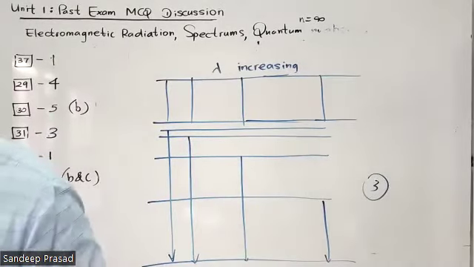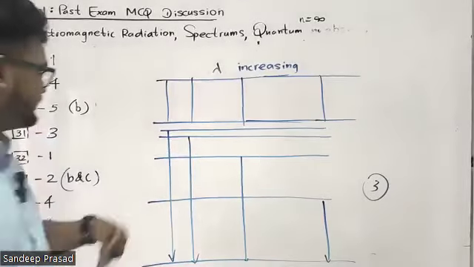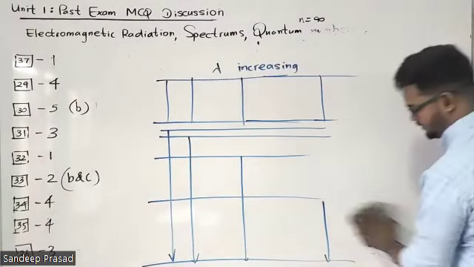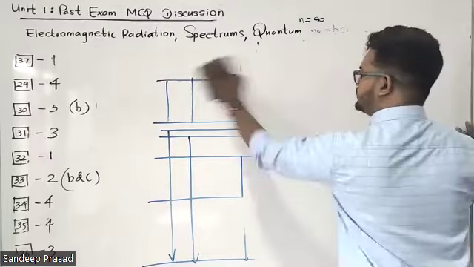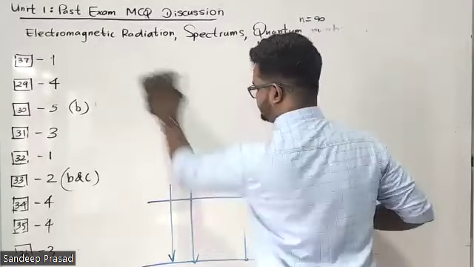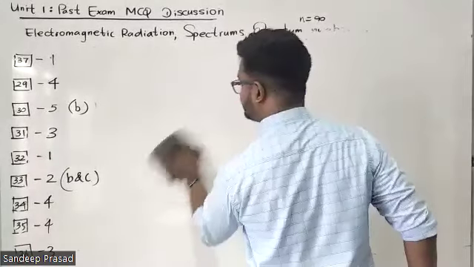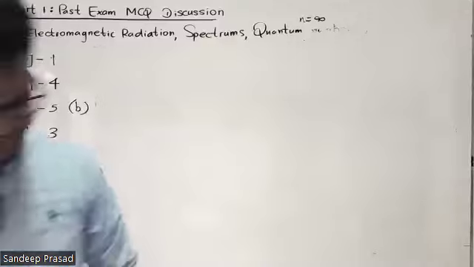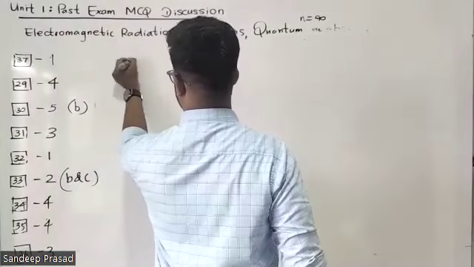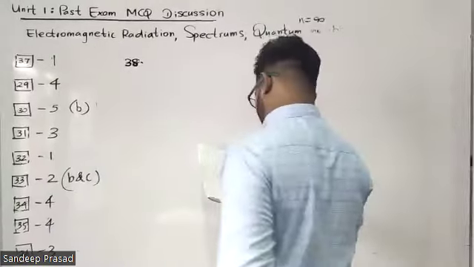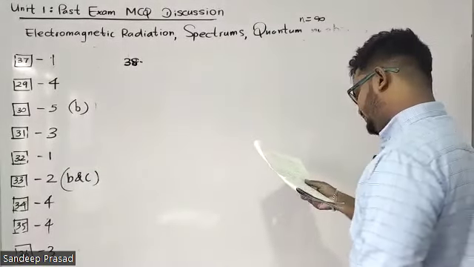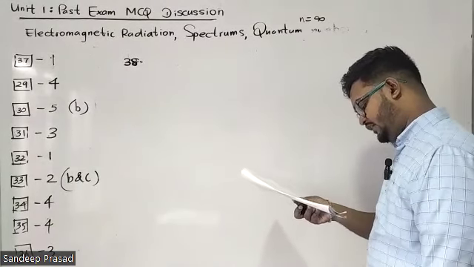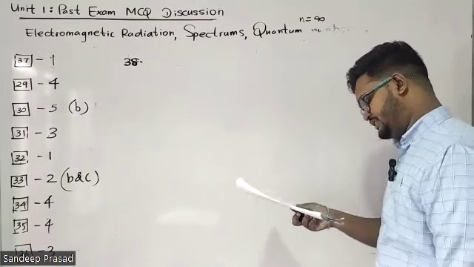Right. Okay. Question number 38 is a calculation. Let's do that one quickly. Question number 38. The energy of 1 mole of photons of wavelength 305 nanometers. They're asking the energy of 1 mole of photons.